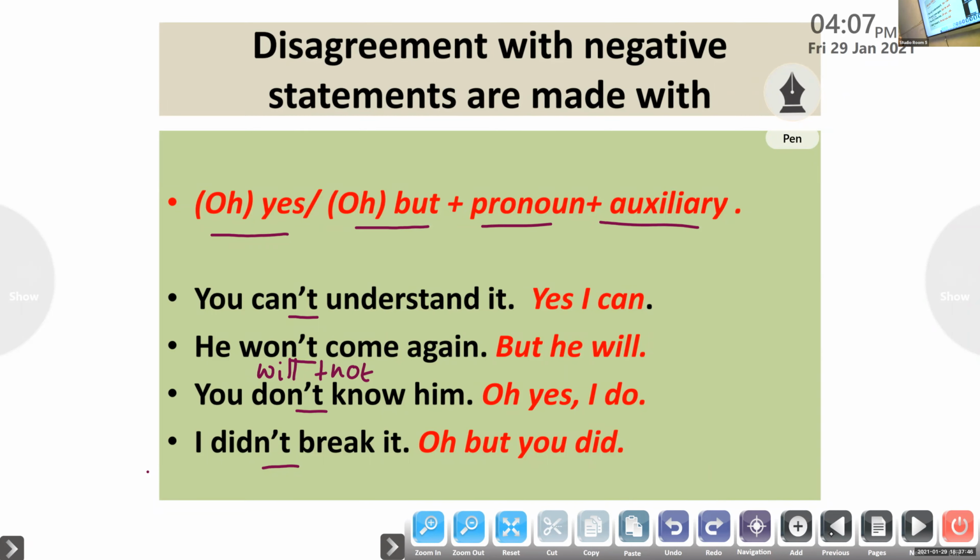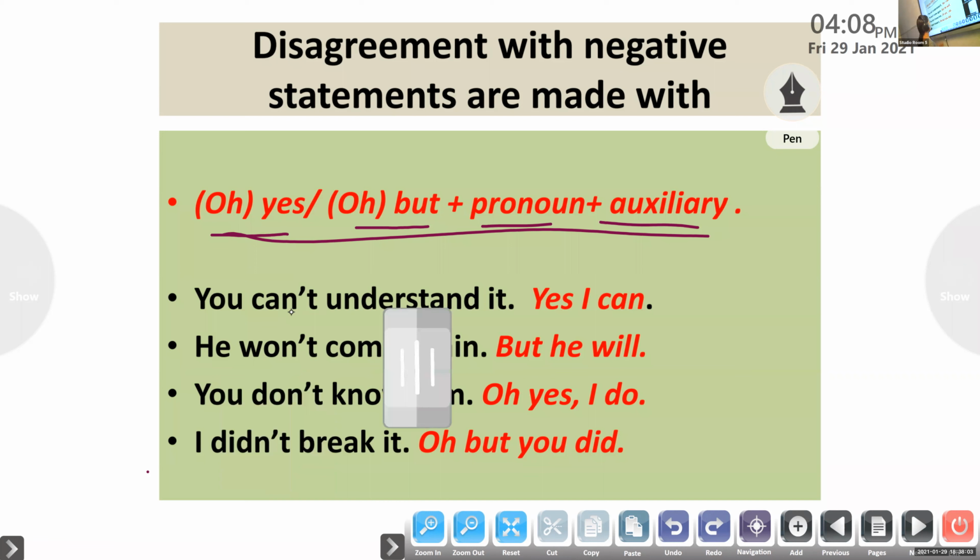Yes or no? Yes, ma'am. I didn't see, these are the negative words. So to set a disagreement, we are going to apply these words. Let us see how it is possible. You can't understand it. I'm going to disagree. You can't understand it means you should disagree.